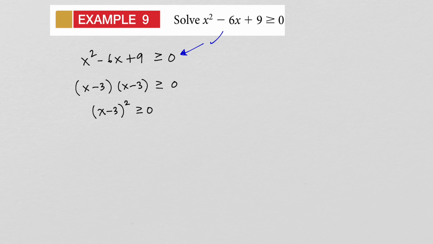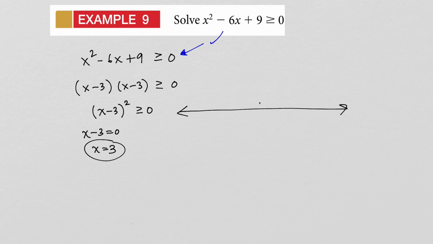Now I'm going to say, well, when is this equal to 0? Well, if I set x minus 3 equal to 0, we get x equals 3. We get a single number. Now we're going to draw a number line, just like we did in the previous problem, and we are going to test to the left of 3 and to the right of 3. So the test numbers that I choose are x equals 0 and x equals 4. Okay? Plug those in.